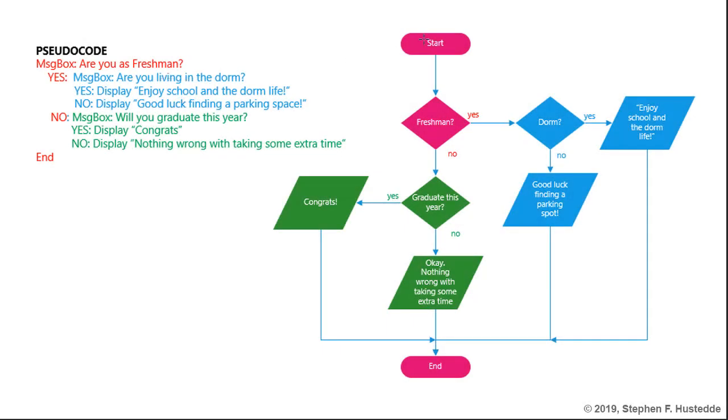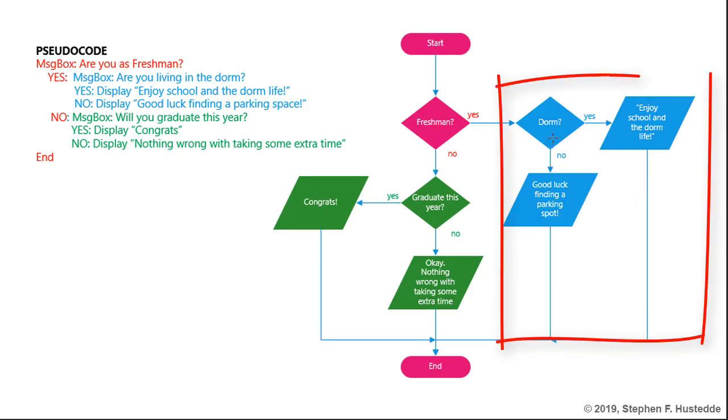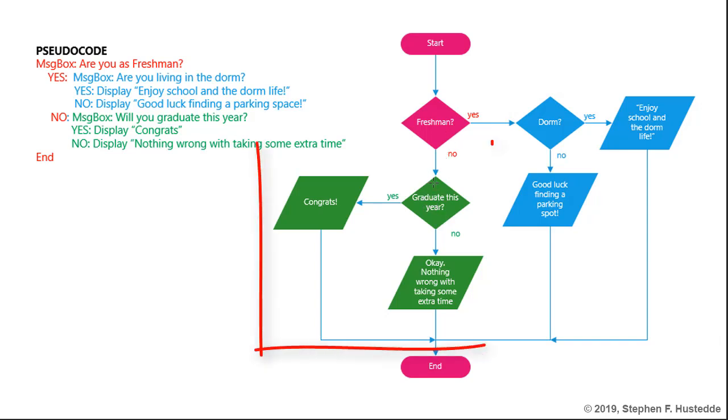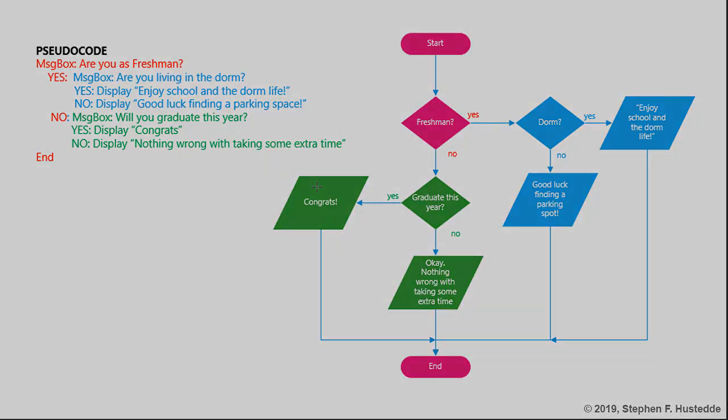So again, looking back at our flow chart, what we've coded is the freshman question, and then the blue area here, which is the yes, we're asking for the dorm. And if they say yes, enjoy school life, they say no, good luck finding a parking spot. Now we need to do the else fork of our freshman question, in which we're going to ask, are you going to graduate this year? And then say congrats, or okay, nothing wrong with taking some extra time.